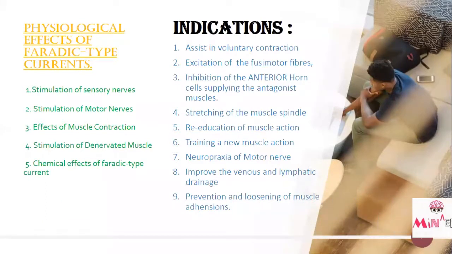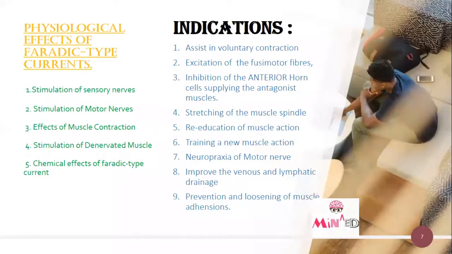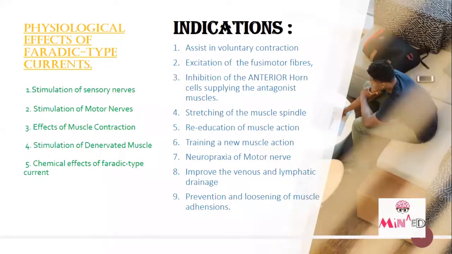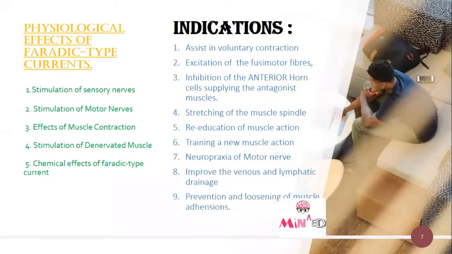What are the indications of the Faraday type current? Faraday type currents also assist in voluntary contraction. When we use Faraday type current in the clinic, we tell the patient to move the muscle or do the movement by the muscle. Okay. Second is excitation of the fusimotor fibers. Third is inhibition of the anterior horn cells supplying the antagonist muscle.